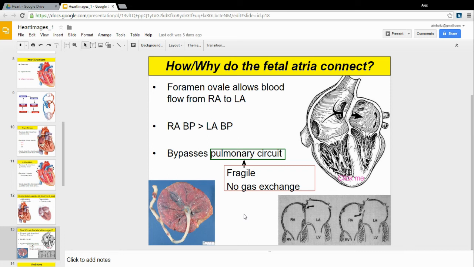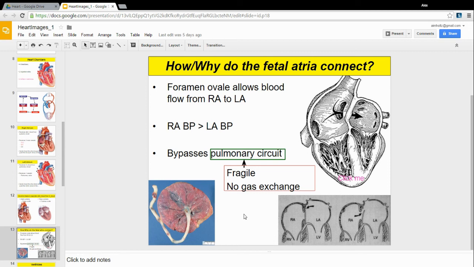Now, bear in mind not all the blood goes through the foramen ovale. Some blood does go down into the right ventricle, and then there's actually another bypass that we're not going to really talk about. And then a little blood does go through the pulmonary circuit.